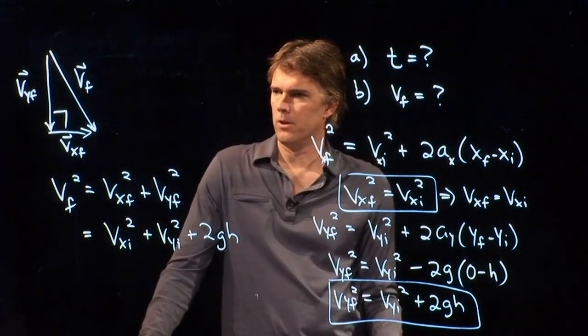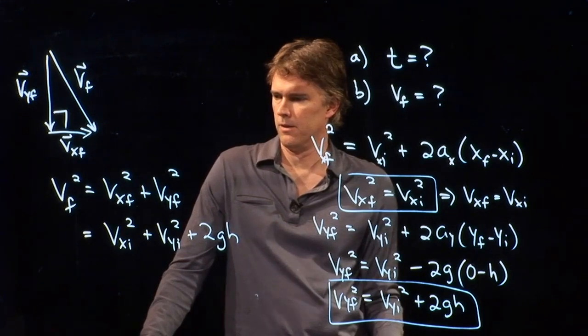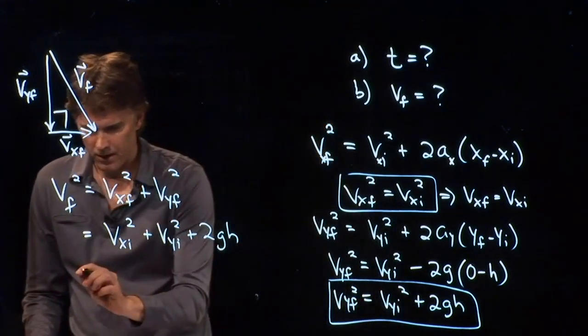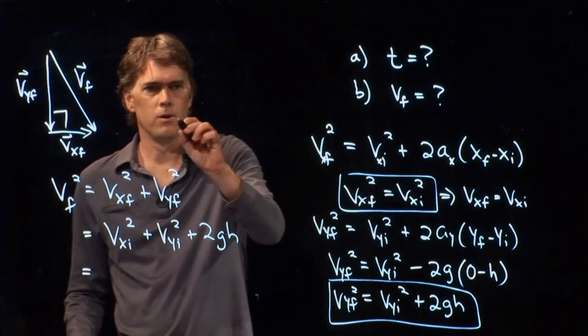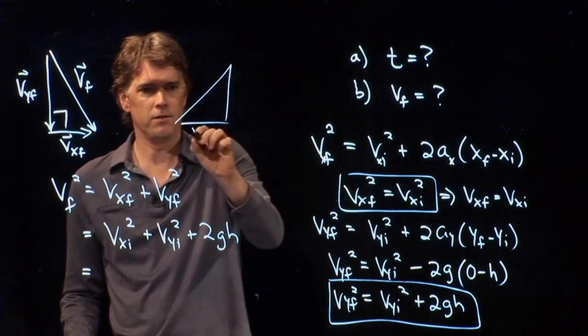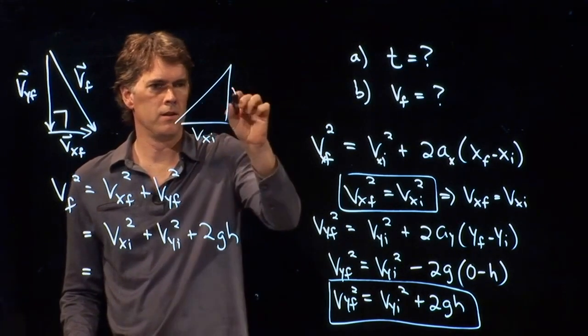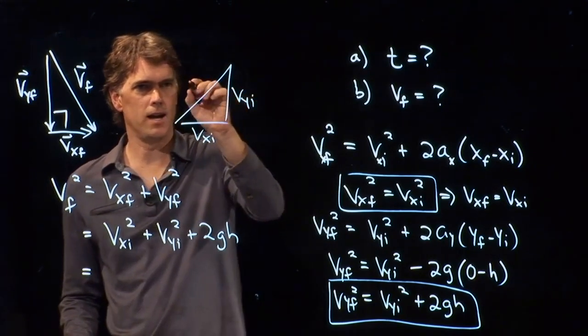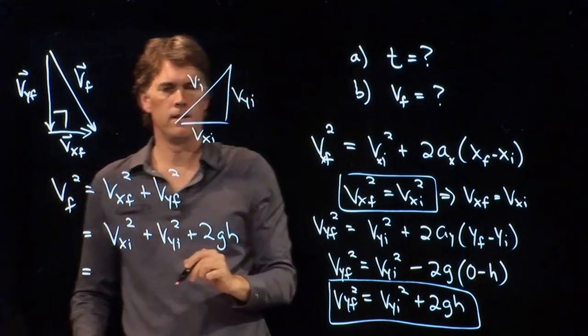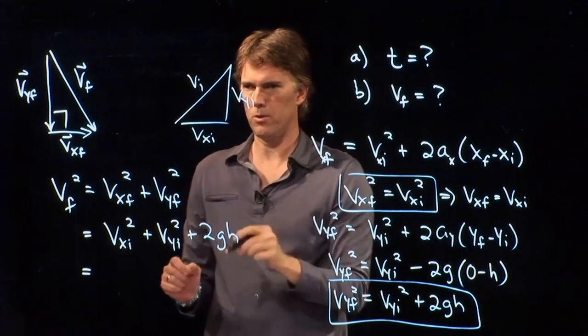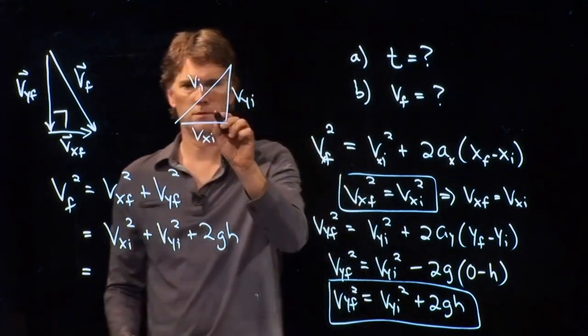And now here's the really cool thing. Vxi squared was this. Vyi was that. And so that thing is also a right triangle. Okay?